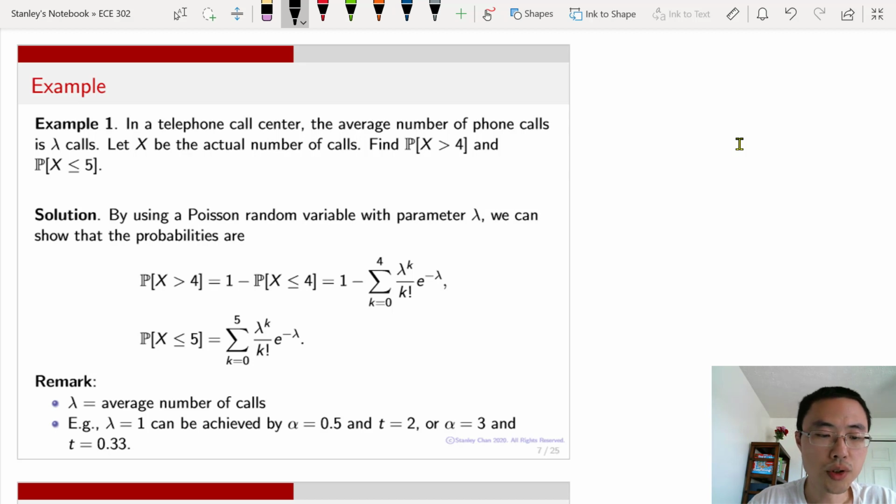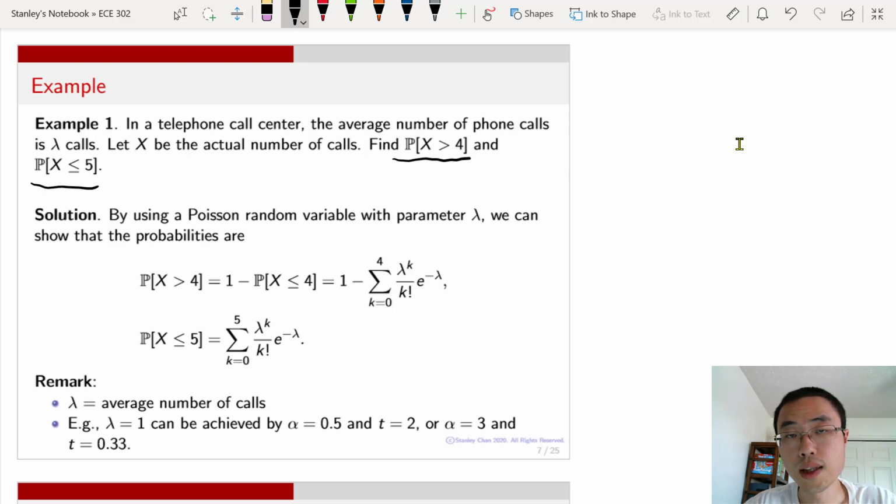Okay, so this is already taking care of the duration time t, which is somewhat embedded in this notion. And then you say that x is the actual number of calls, and then you want to find the probability of x bigger than 4 and probability that x is less than or equals to 5. Then what you can do is that you can just calculate the probability by summing the Poisson PMF.